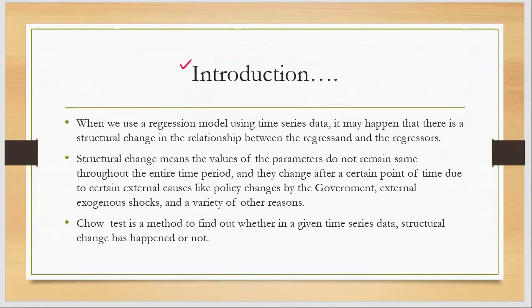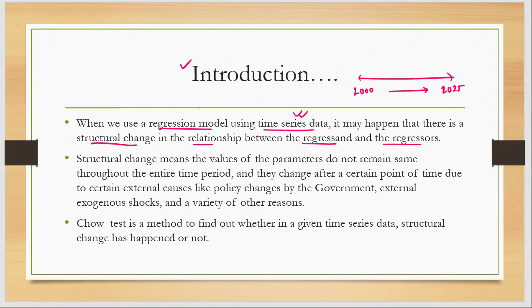So in the introduction, I have mentioned that when we use a regression model using time series data, we are considering a variable over a period of time, say from 2000 to say 2025. So over a period of time, when you analyze the variation of the data, that is the time series data, it may happen that there is a structural change in the relationship between the regressand and the regressor. Regressand means the outcome variable, and the regressor is the x variable or the explanatory variable.